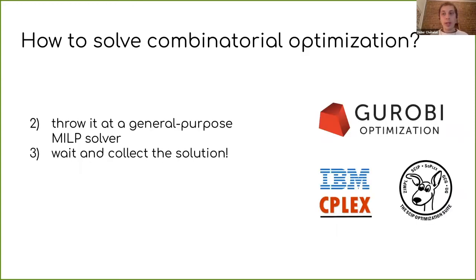Okay, and now after you've found a formulation of your problem as an integer linear program, you just throw it to a general purpose MILP solver, and you wait and you collect the solution. There are a lot of solvers out there that can be used. Some are commercial closed source solvers for which you need to pay for a license, such as Gurobi and CPLEX. There are also some that are open source, such as SCIP.